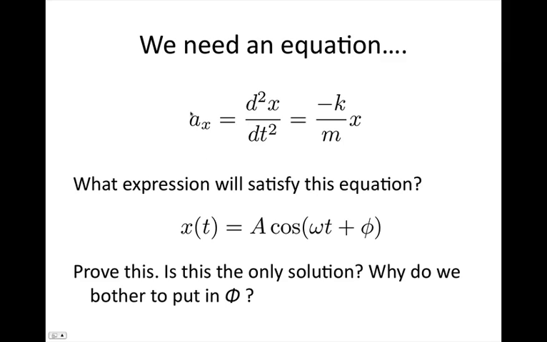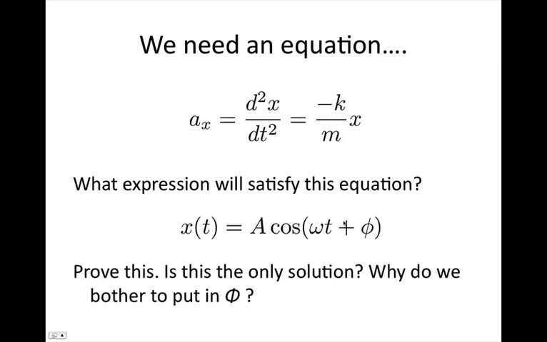Okay, so we just wrote down that the acceleration was equal to minus k on m x, and we know that acceleration is the second derivative with time of the displacement. So we need to come up with an expression that is going to satisfy this differential equation. An equation of the form x(t) = A cos(ωt + φ) will satisfy this. In a minute we'll prove this.